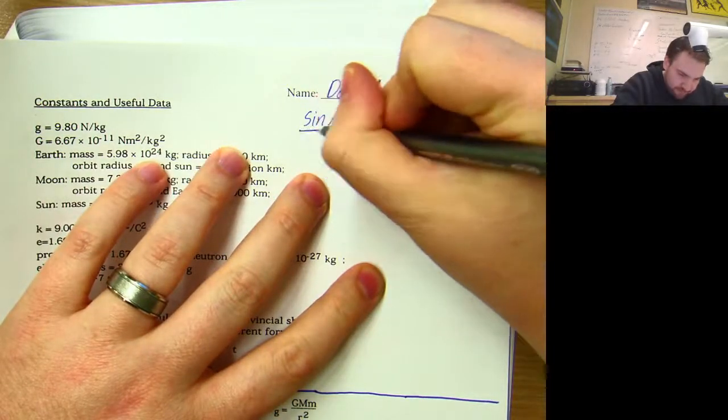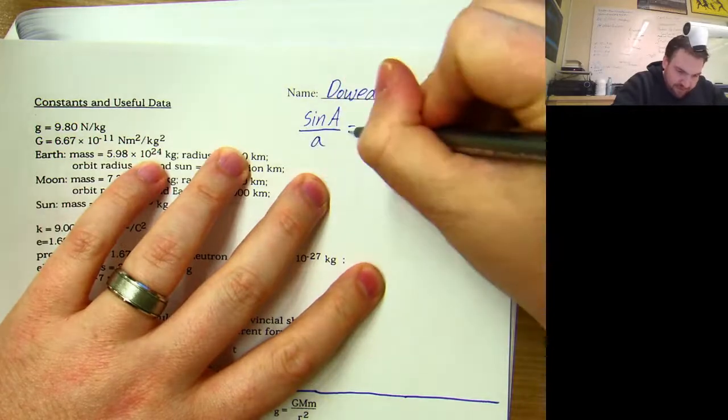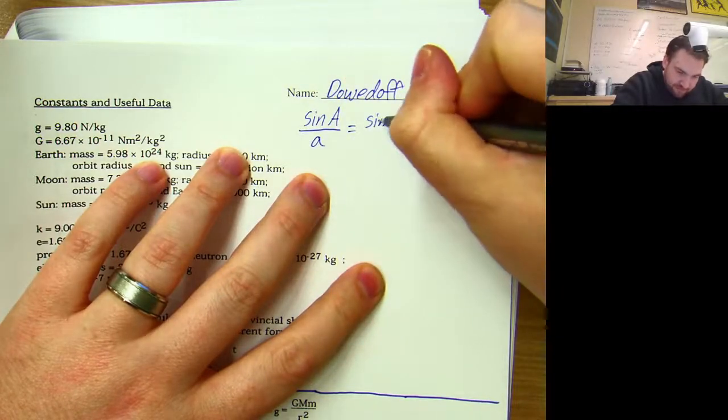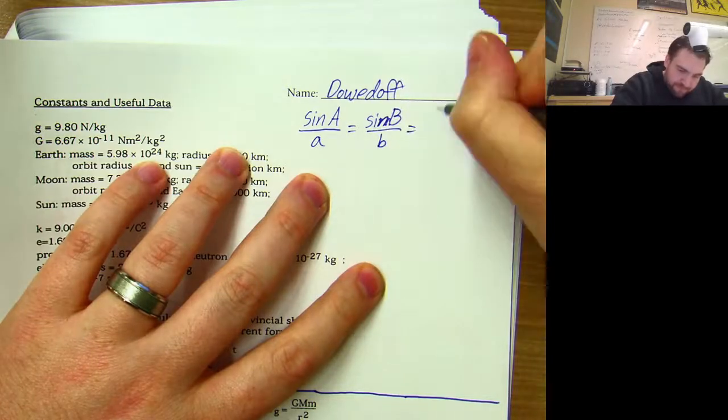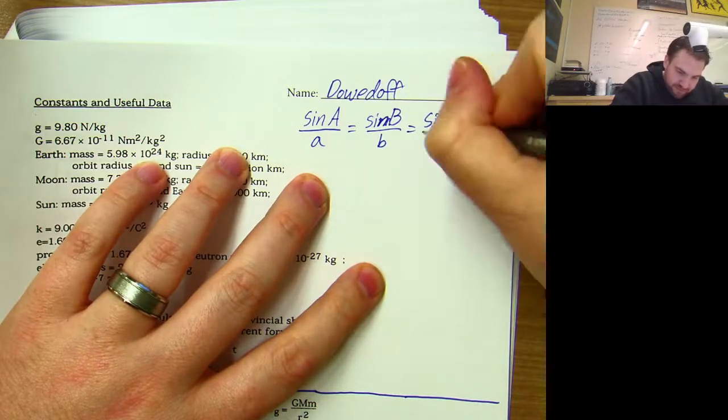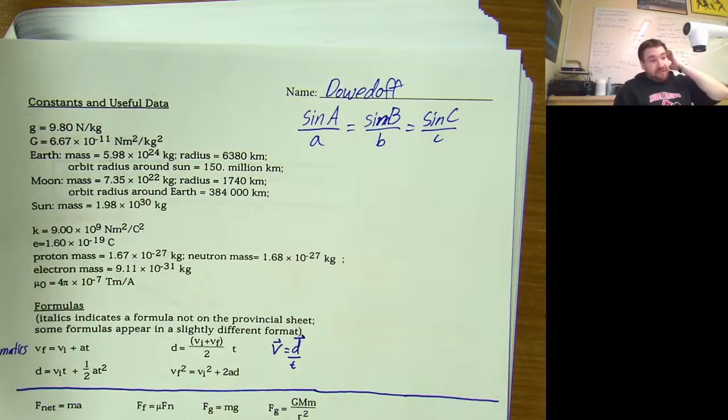Sine A over A equals sine B over B equals sine C over C. There it is, sine law.